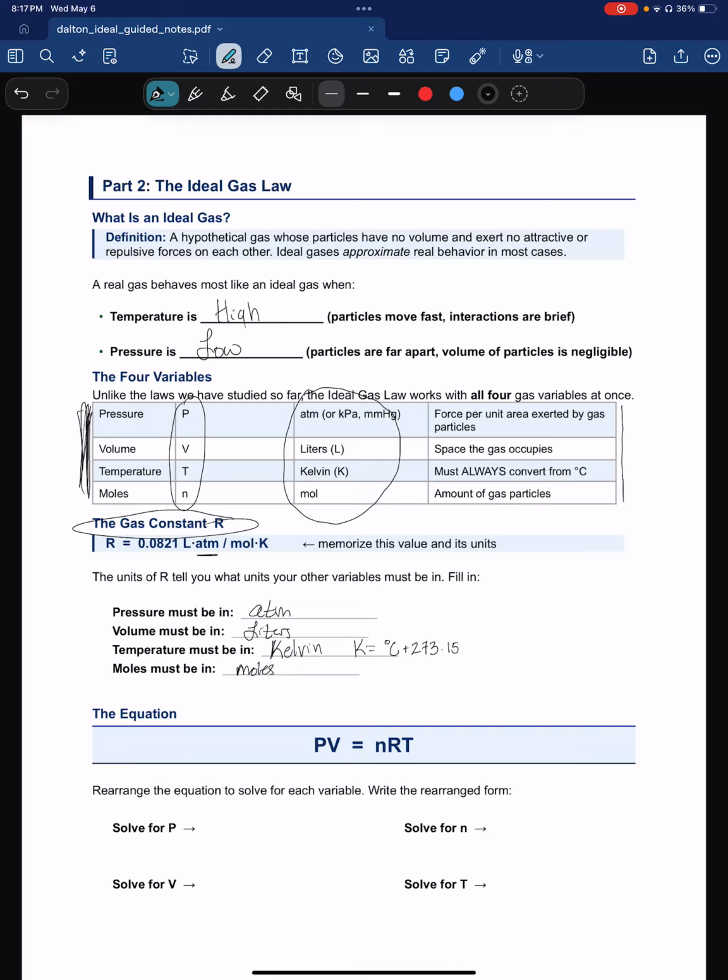So that's great. Here's what I want you to do. I want you to pause the video, and I want you to just take a second and rearrange the equation to solve for each variable individually. Solve for P, V, n, and T. Go ahead, pause the video, and try that now.